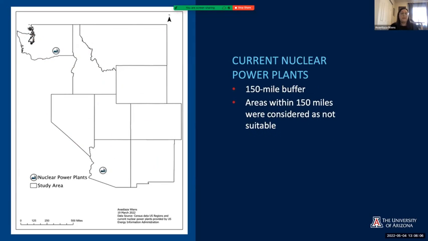Current nuclear power plants. There are only 2 nuclear power plants within the study area, one in Washington and one in Arizona. A 150-mile buffer was created just to have a spacing so that another nuclear power plant can't be right next to a current one. Nuclear power plants are also considered a man-related hazard, so you cannot have two nuclear power plants right next to each other in case there's a failure of one. Anything in that buffer was not suitable.